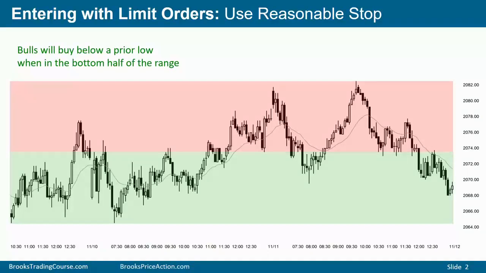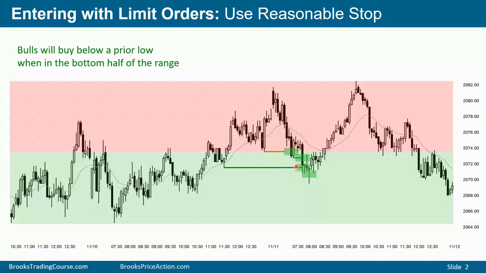In general, in a trading range, you want to buy low, sell high, and scalp. Bulls are going to be looking for buy setups in the lower half, and bears will look to sell in the upper half. One popular way for traders to trade is to enter with limit orders. When the market is in the lower half, they'll buy with limit orders at a prior low, and they're willing to scale in lower, and then they'll scalp.